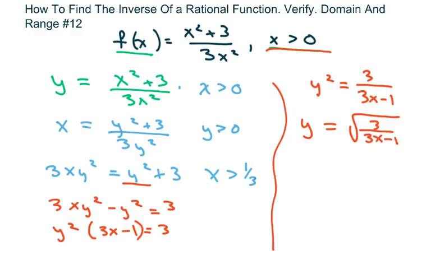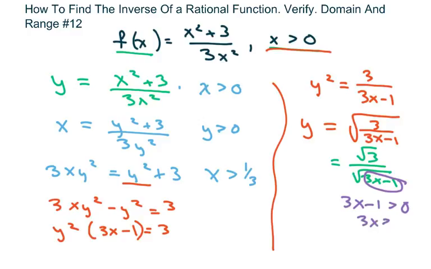Now, since we have a square root here, this is like saying square root of 3 over the square root of 3x minus 1. You can't divide by 0. On top of it, this quantity in here has to be greater than or equal to 0. So we're going to set this to just greater than 0 instead of equal to, because it's in the denominator. So when you solve, you get 3x is greater than 1, and x is greater than 1/3. And that's why we have the restrictions here. Okay? Now let's talk about the domain and range.